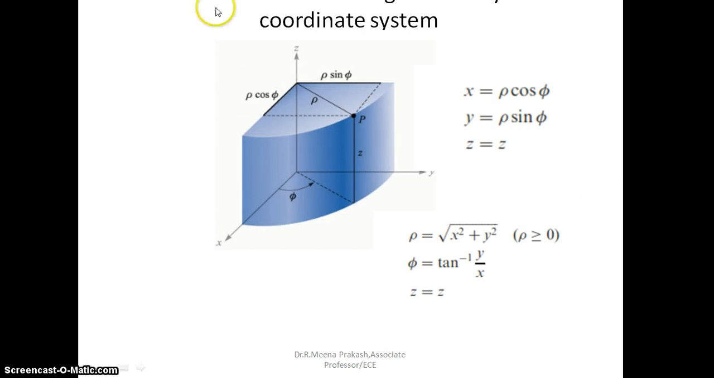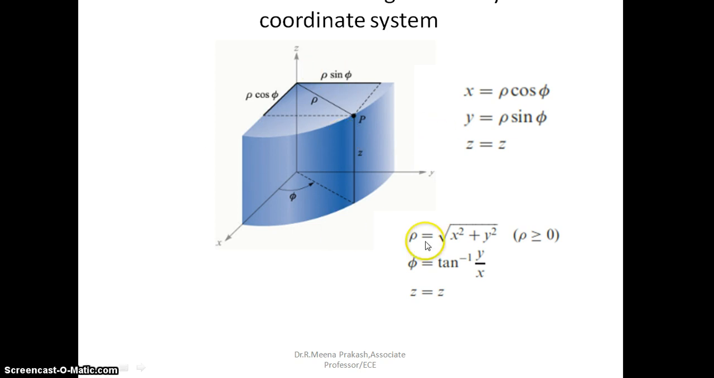So how do we convert? Here is the conversion between rectangular and cylindrical coordinate systems. There may arise situations where we need to convert from one coordinate system to another: from rectangular to cylindrical and from cylindrical to rectangular. Look at the figure. Here this is the cutting plane phi equal to constant, z equal to constant, and the radius rho equal to constant.